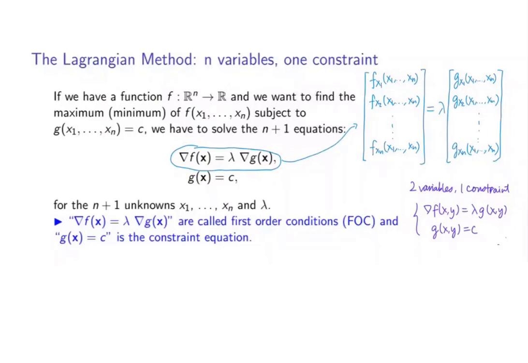We still wish to locate points where the gradient of f equals lambda times the gradient of g, which also satisfies the constraint equation. There will be a total of n plus 1 equations, and we want to solve for n plus 1 unknowns, x1 up to xn and lambda. These equations here are called the first order conditions, and this is the constraint equation.